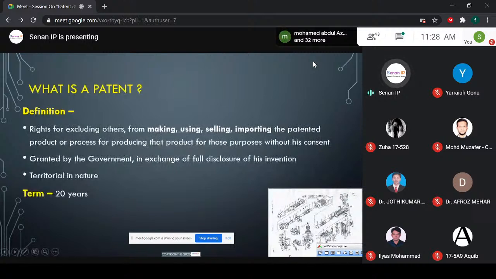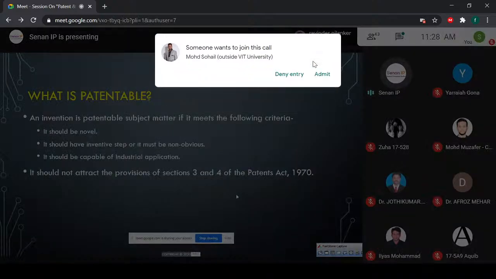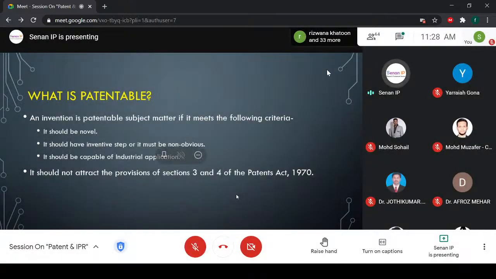A patent application can be filed for a machine, process, or product, right? So we can file the patent application. First of all, before filing a patent application, we should understand the criteria for filing it and how the patent application is examined.